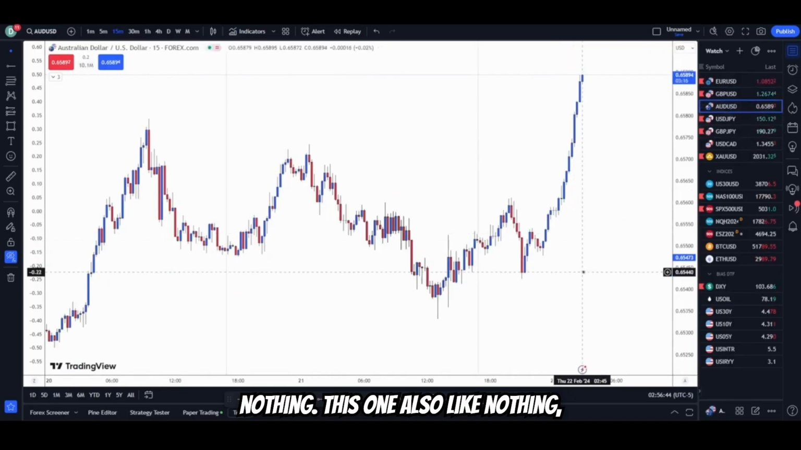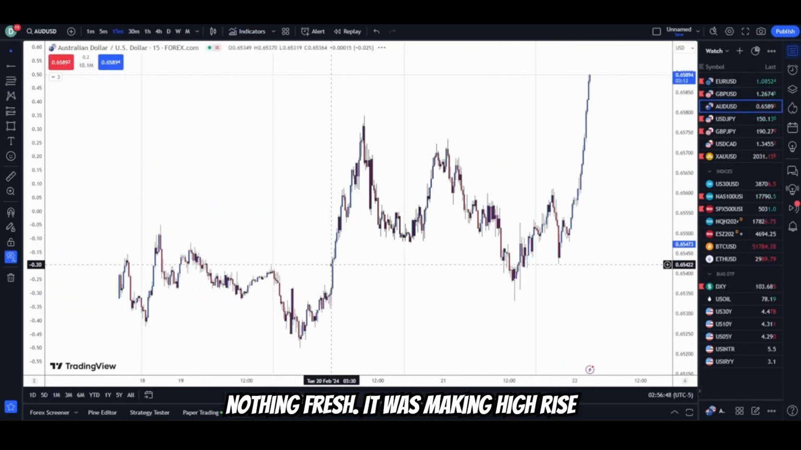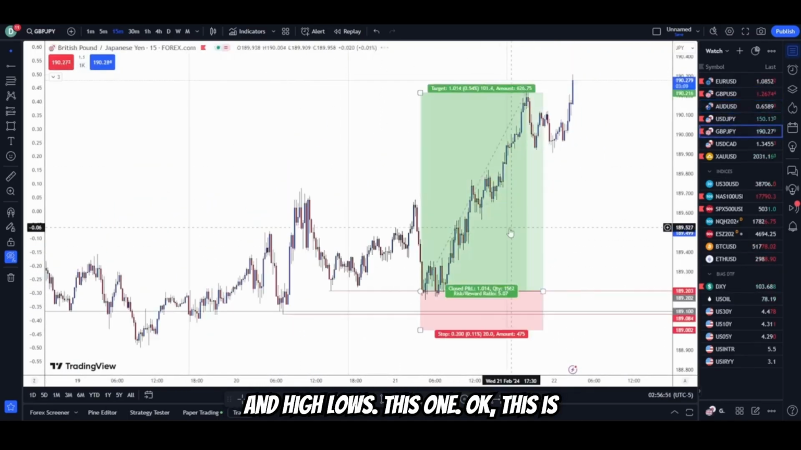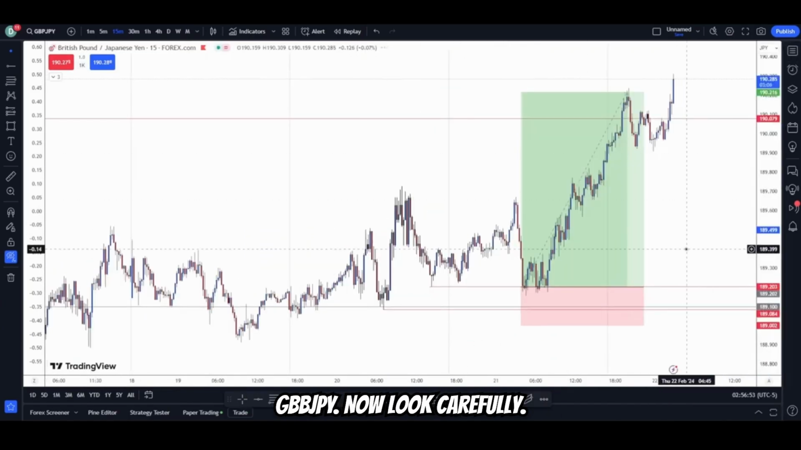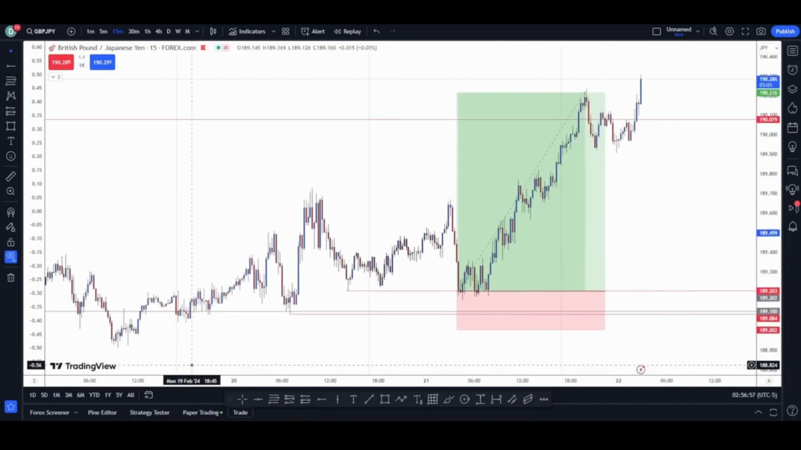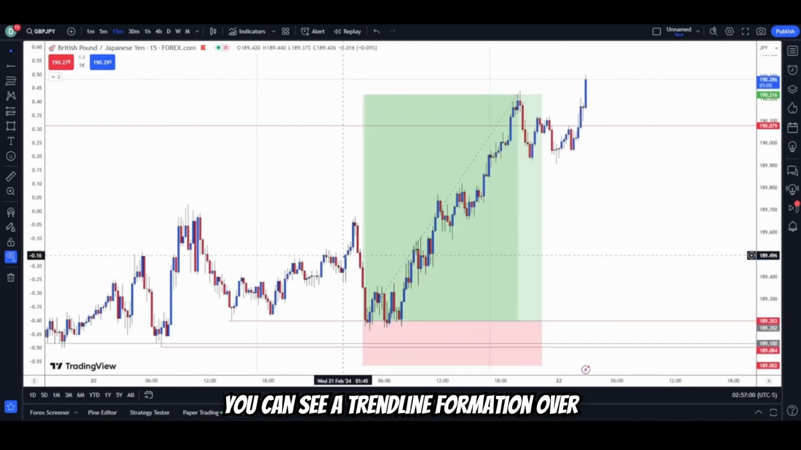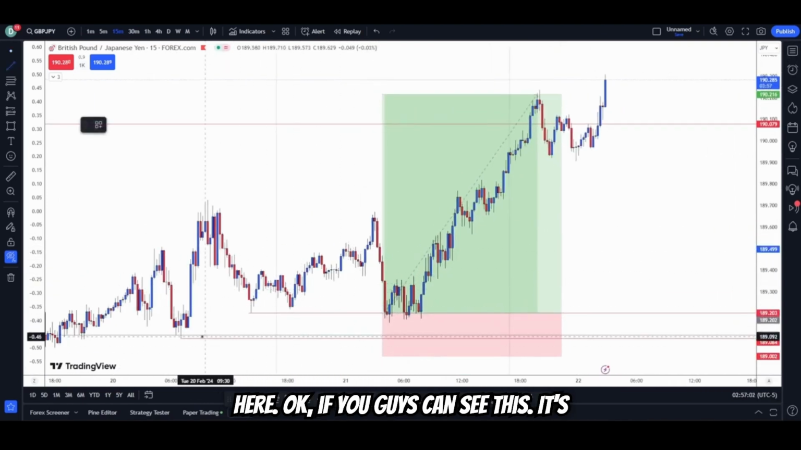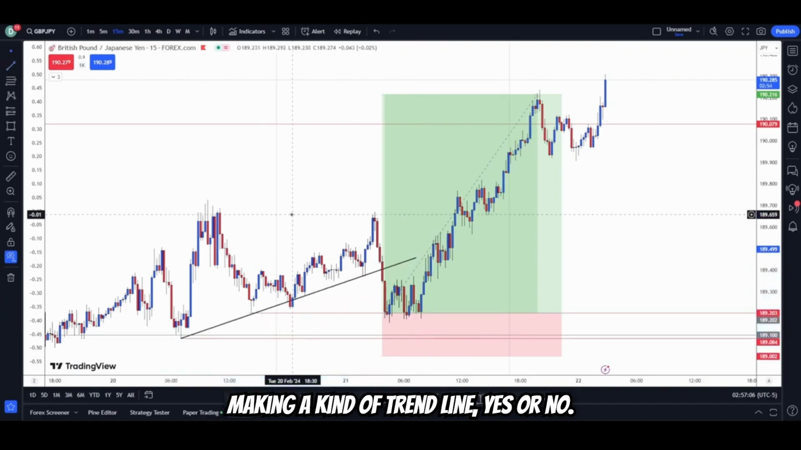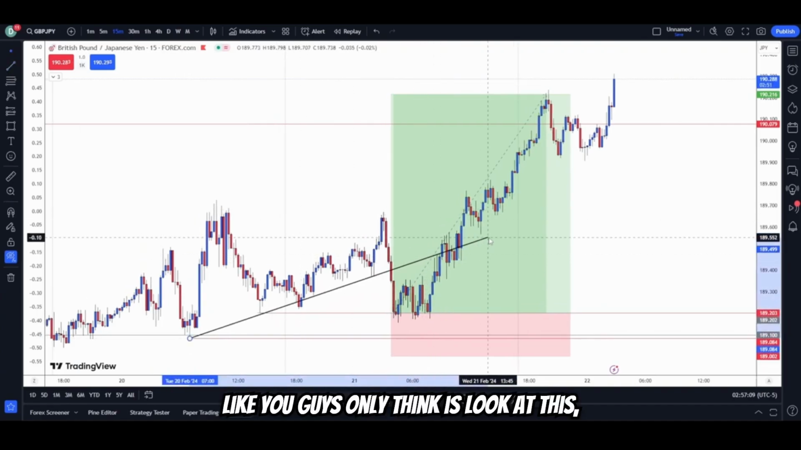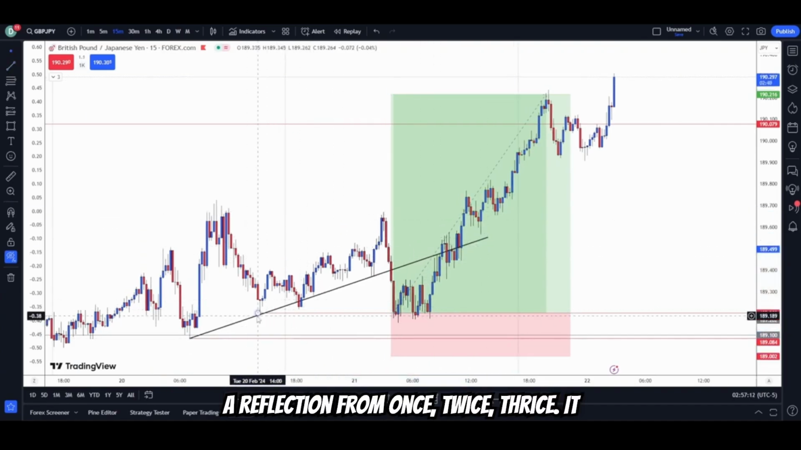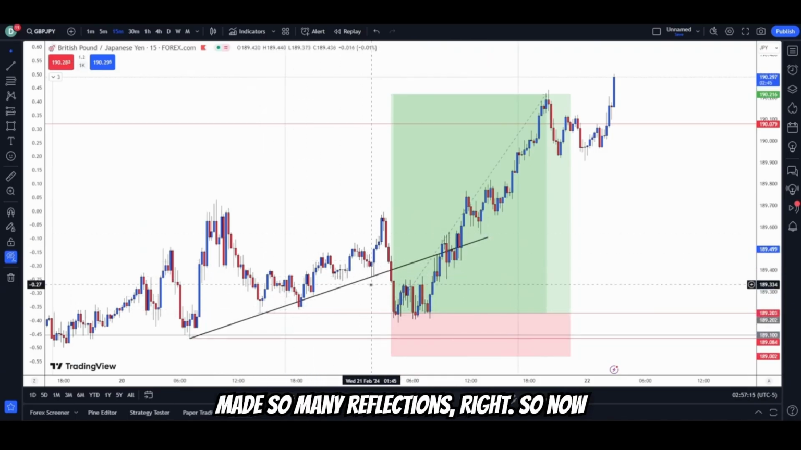Nothing. This one also, nothing fresh. It was making higher highs and higher lows. This one, okay, this is GBP JPY. Now look carefully. You can see a trend line formation over here, okay? If you guys can see this, it's making a kind of trend line. Yes or no? You guys only think, look at this. This was making a trend line. Price gave a reflection once, twice, thrice. It made so many reflections, right?